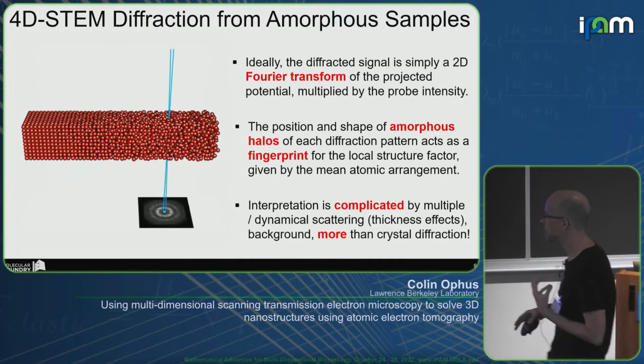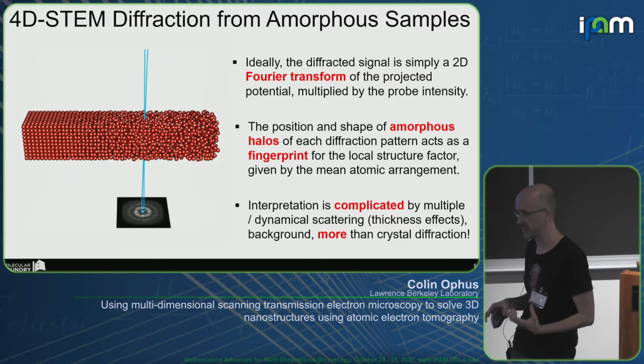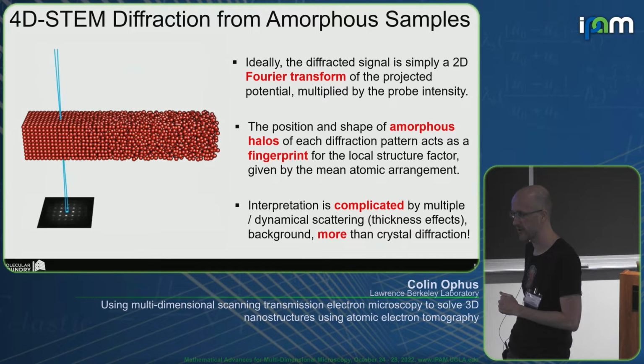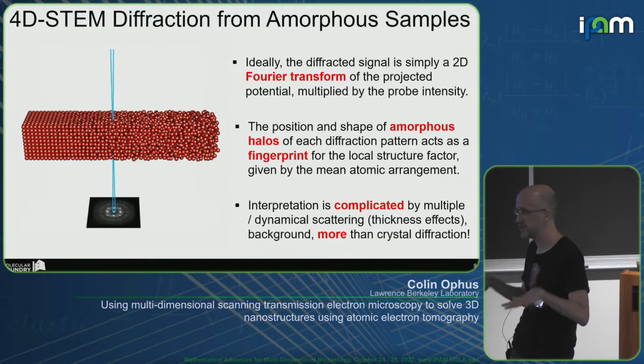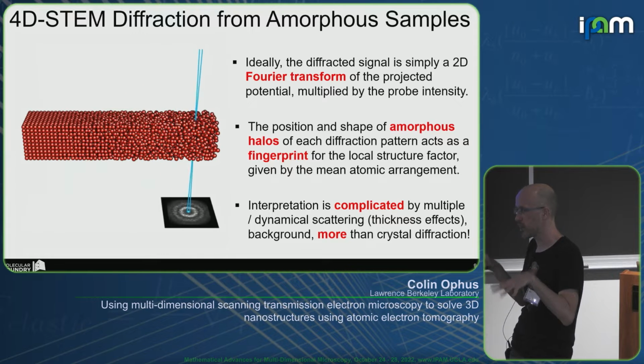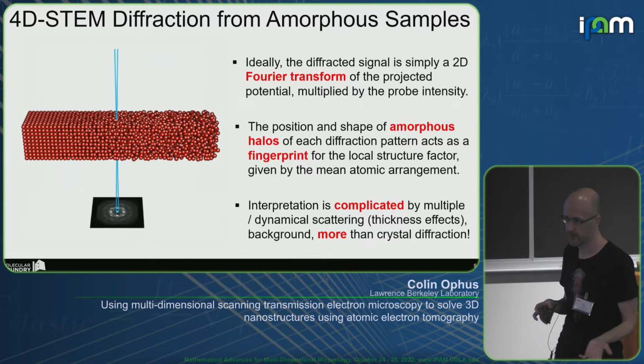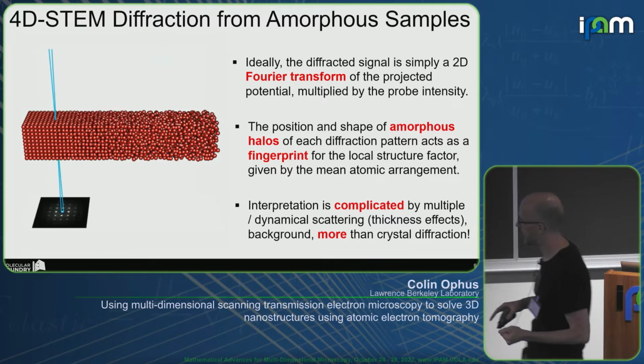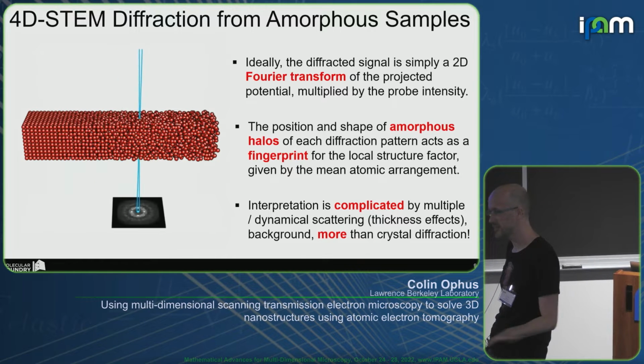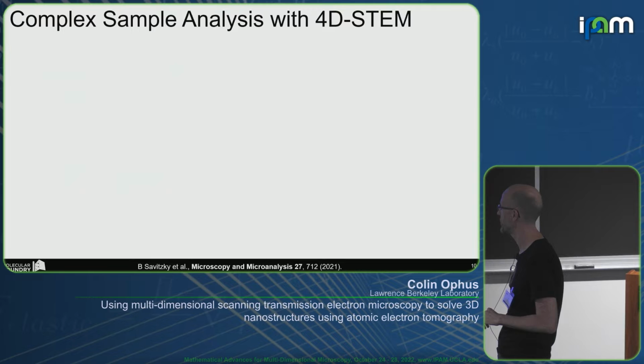And this is even worse than crystal samples, complicated by thickness effects, by multiple scattering, because you can imagine if you have a grid of two-dimensional peaks, if the brightness of those changes, you could still measure the spacing of those peaks. But in an amorphous halo, you often completely lose the signal if the sample is too thick there.